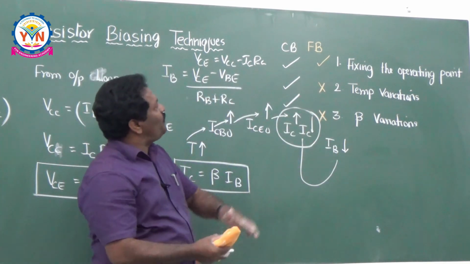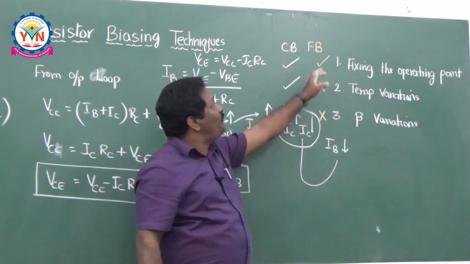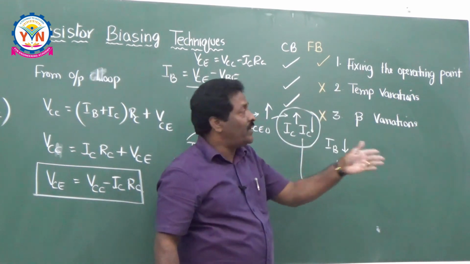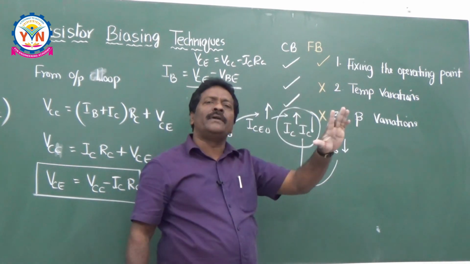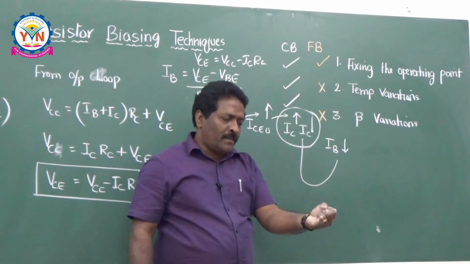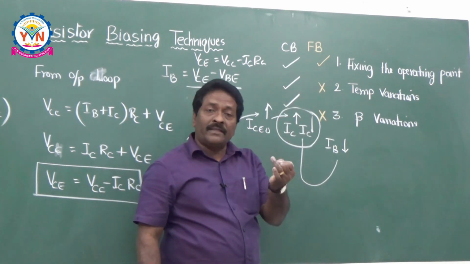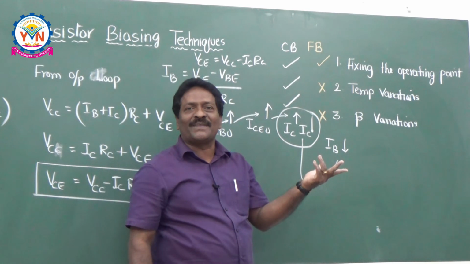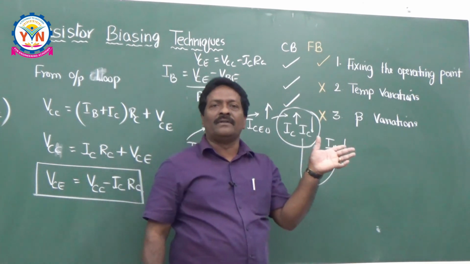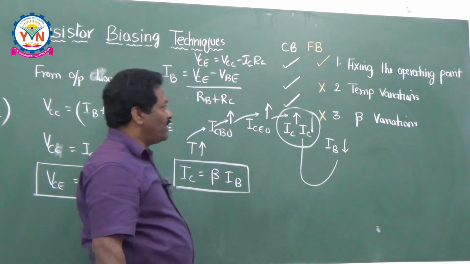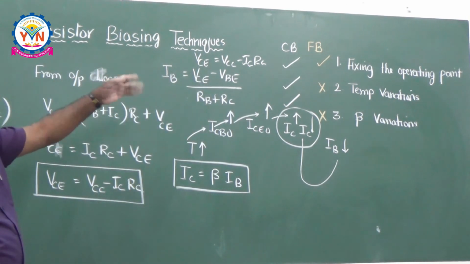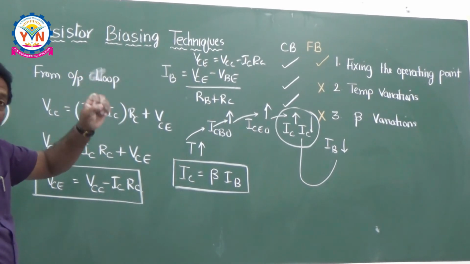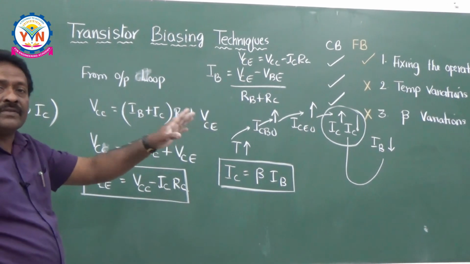So if you compare fixed bias and collector to base bias, in fixed bias, the first point is satisfied. The other 2 points are failures. Whereas for the collector to base bias, all the points are excellent. We have fixed the operating point, temperature variations are also not there, beta variations are also not there, but still people are not using the circuit. Why? The reason is very simple. Just observe this circuit once again for the disadvantage. The advantage is fixing the operating point, taking care of the temperature variations and the beta variations, but the only disadvantage is the gain will be reduced in this circuit.